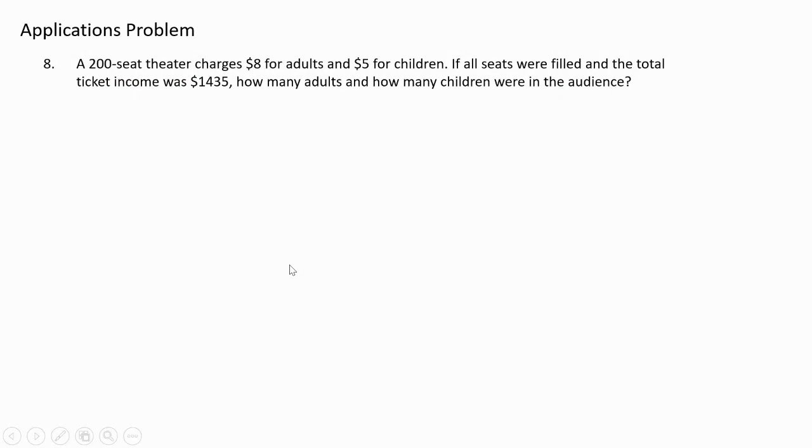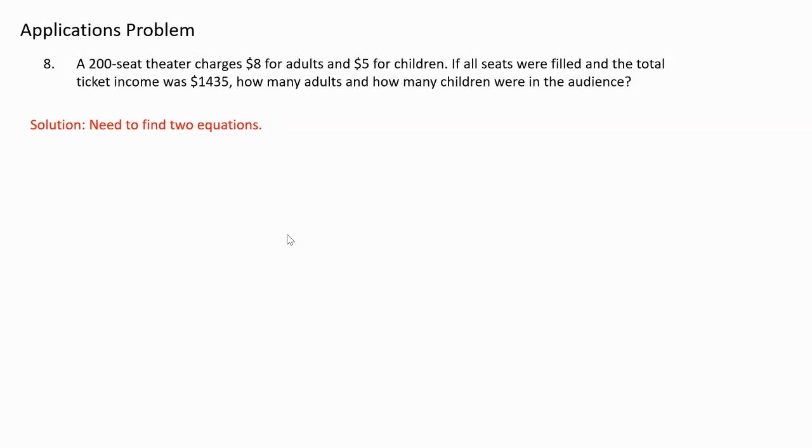Now this is how this applies to a real life situation. For example, this is number 8. A 200-seat theater charges $8 for adults and $5 for children. If all seats were filled and the total ticket income was $1,435, how many adults and how many children were in the audience? Now what's the solution here, guys?